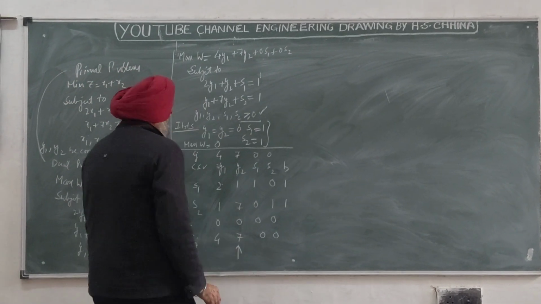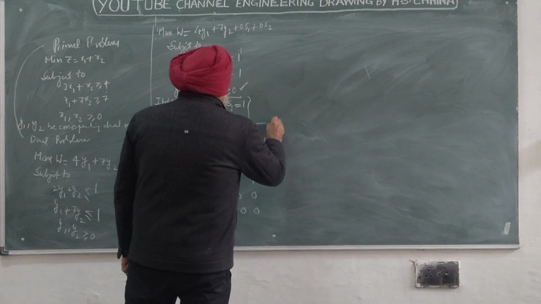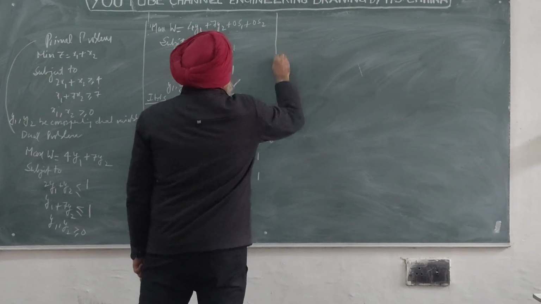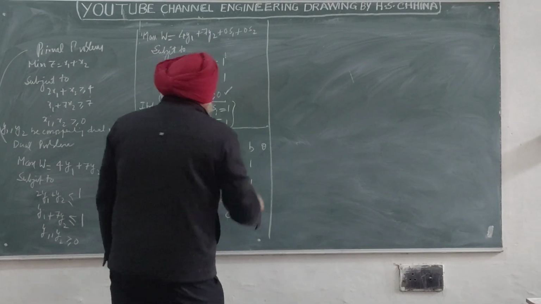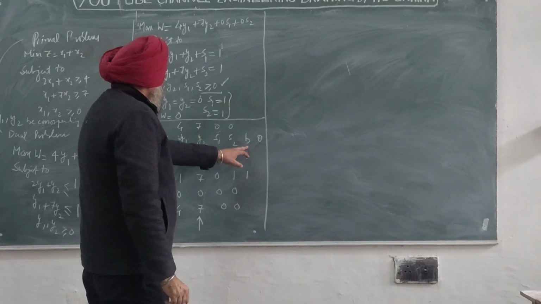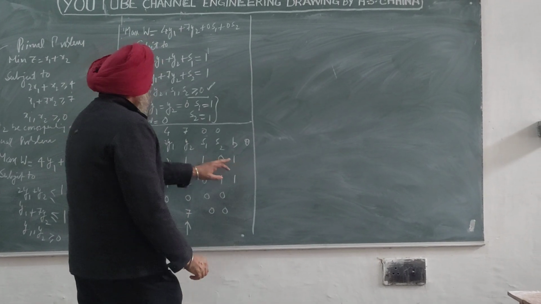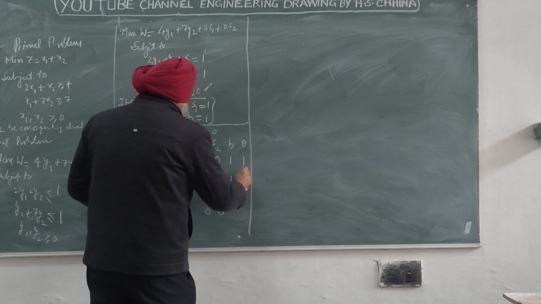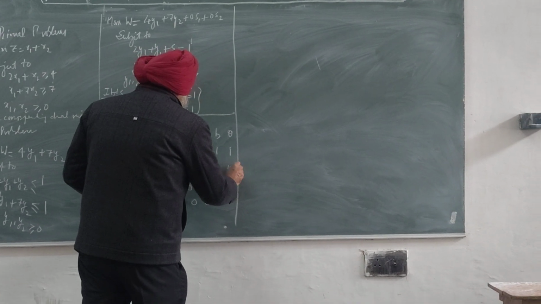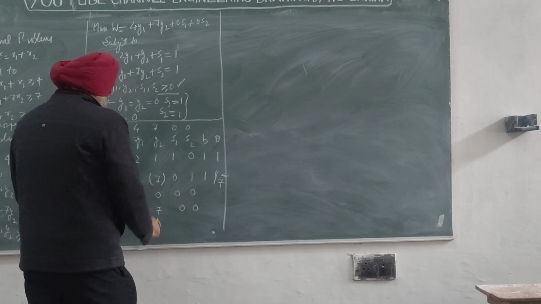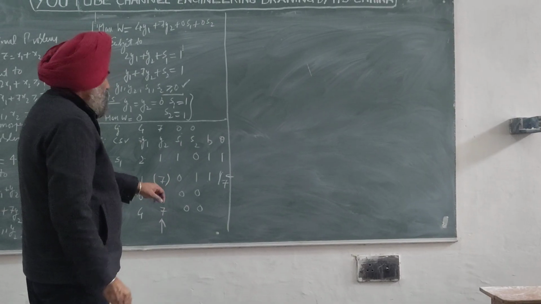Choose the maximum. This is theta, calculate. We know the value. How to calculate the theta? For calculating theta, the b divided by the corresponding column. 1 by 1, 1 by 7. Choose the least value. This has been chosen. This is your key element.